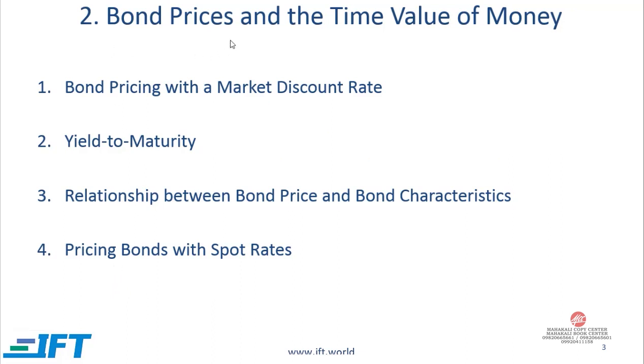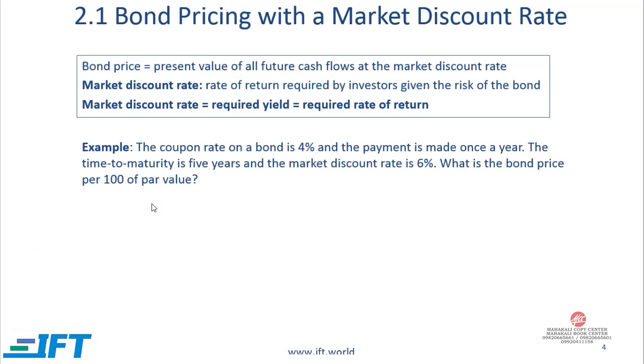Section 2, bond prices and the time value of money. This is a very important section. It has 4 subsections. 2.1, bond pricing with a market discount rate. What we are going to talk about here is the most basic way of valuing a fixed income security.